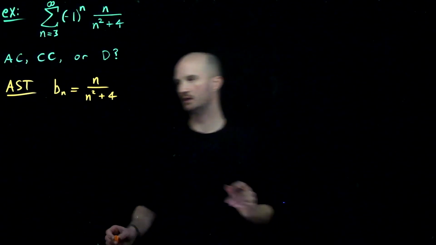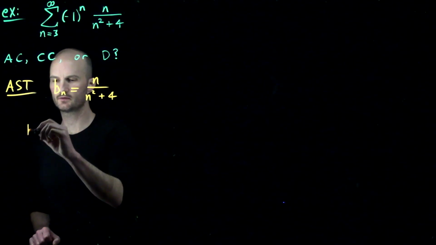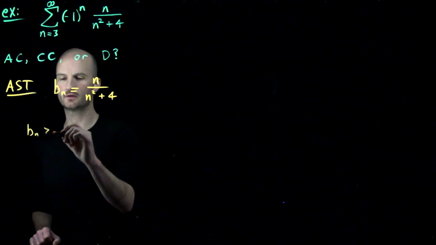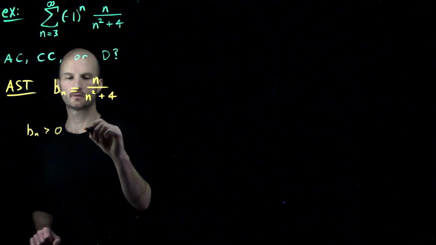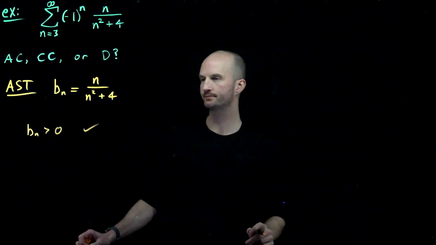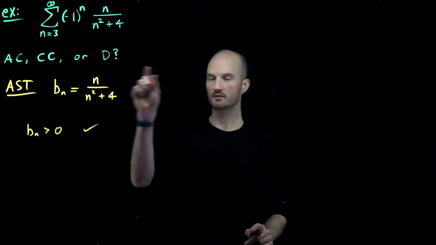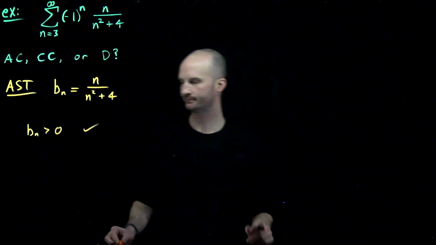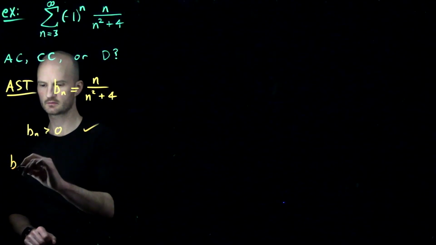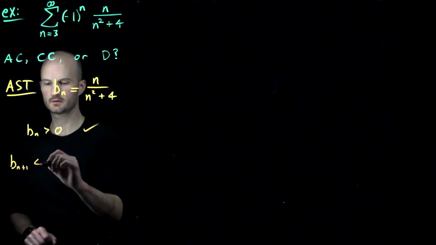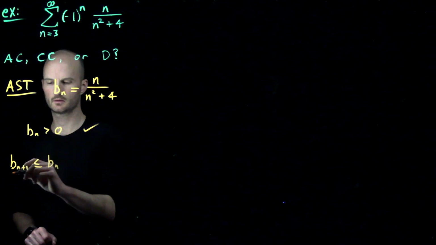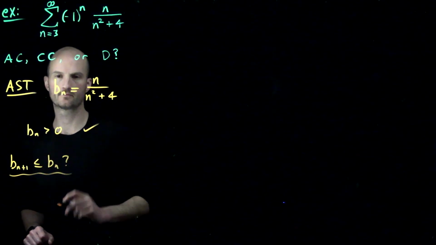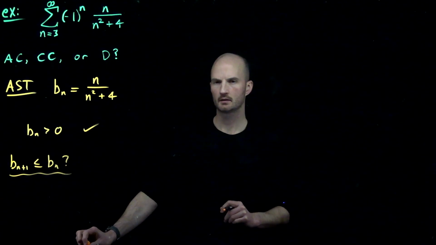So we have to check a few things. Okay, first of all, Bn is bigger than 0. That's obvious. You have a positive number divided by a positive number, so a positive fraction. Is it decreasing? A little bit more awkward.